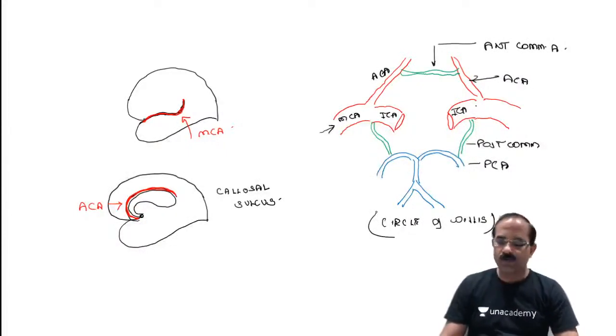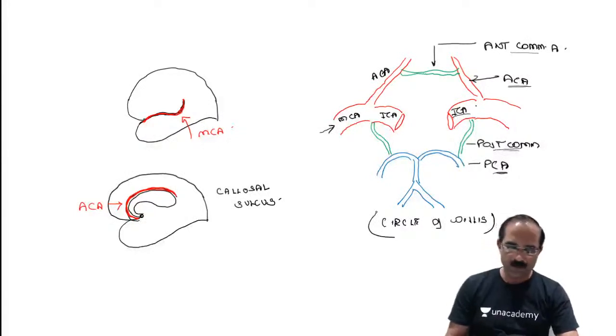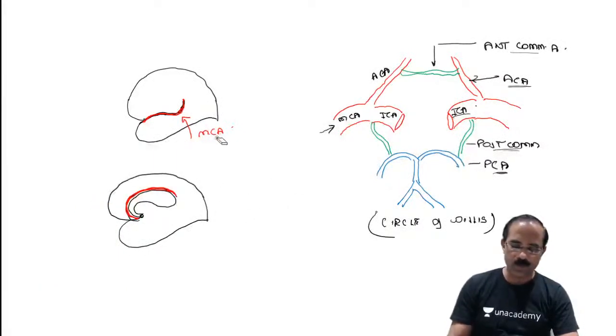So the circle of Willis is formed by whom? The anterior communicating artery, anterior cerebral artery, internal carotid, posterior communicating, and posterior cerebral arteries. Clear to all of you? So the middle cerebral artery does not take part in the formation of the circle of Willis. Remember that. Clear? Okay. Now understand which part is supplied by which artery.